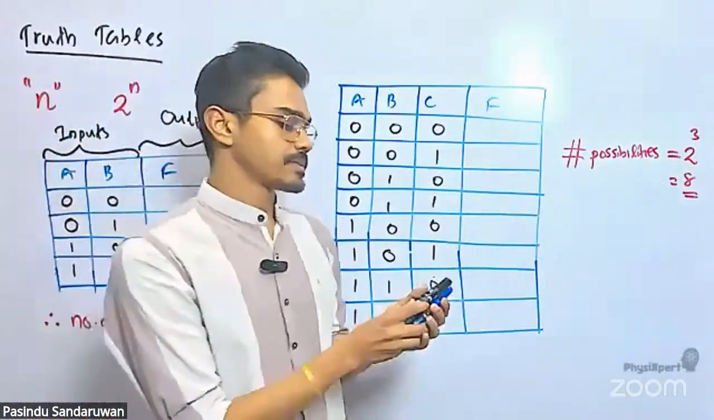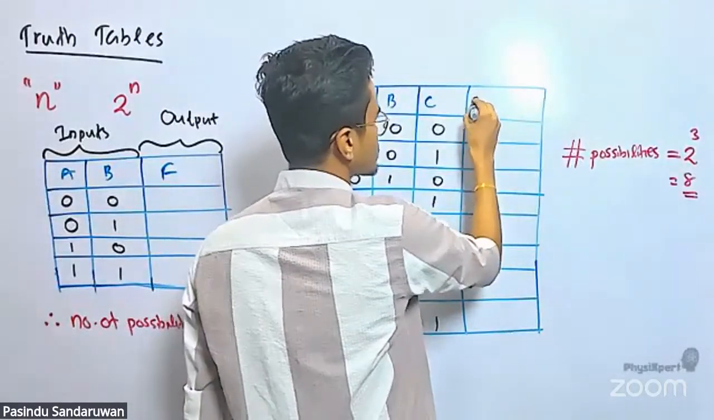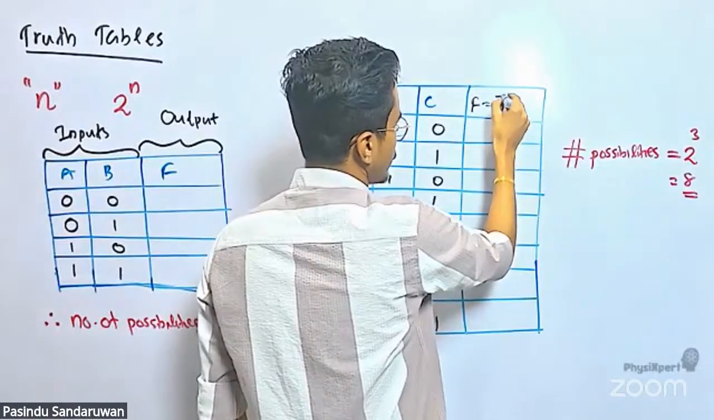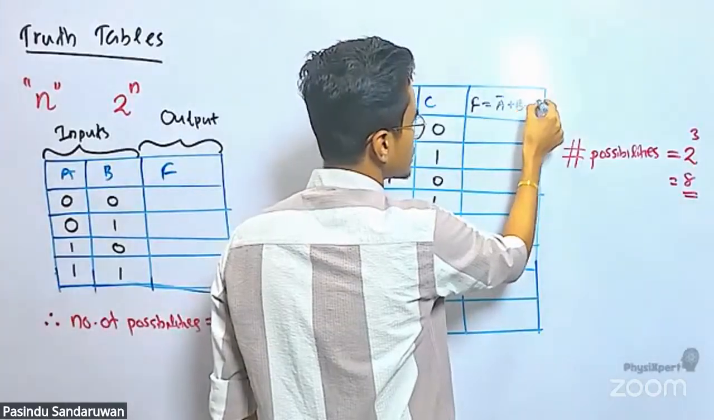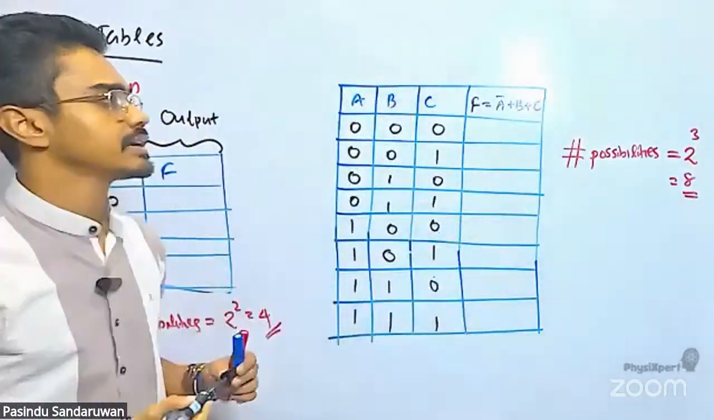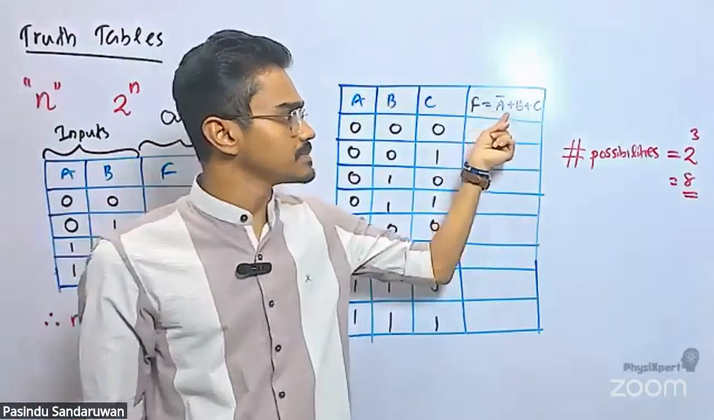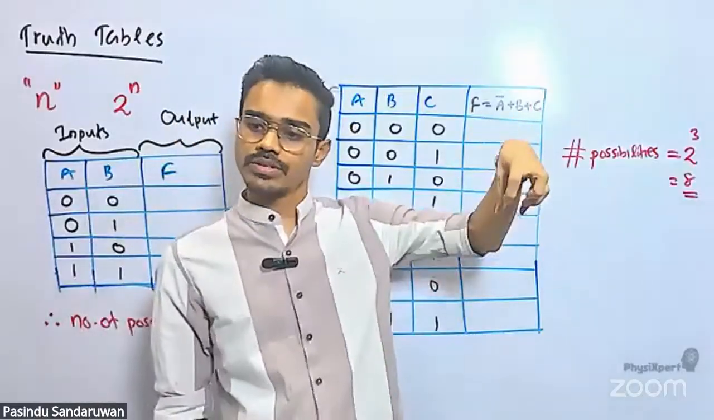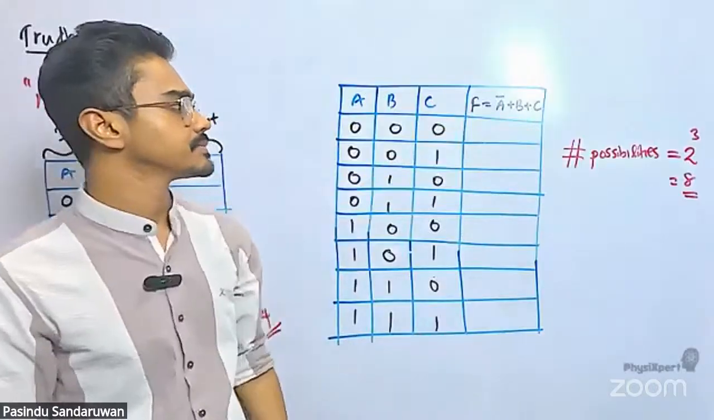Now if an expression is given for f, let's put an expression. This can be simplified too. Say f equals a bar plus b plus c. Say this is now given as a bar plus b plus c. Now you can simplify it and put the result here. That is the final output, the simplification of the expression. Put that also, a bar plus b plus c.